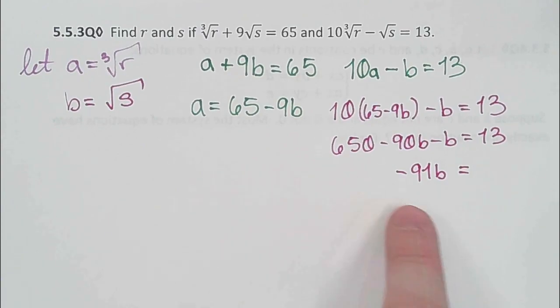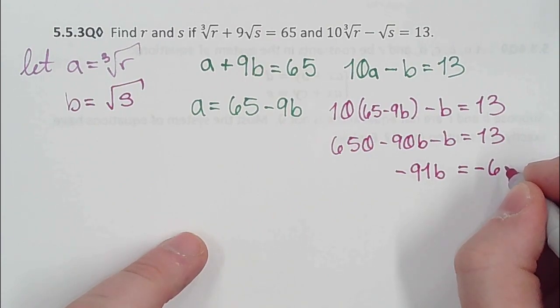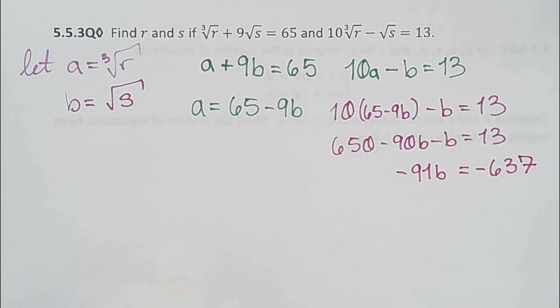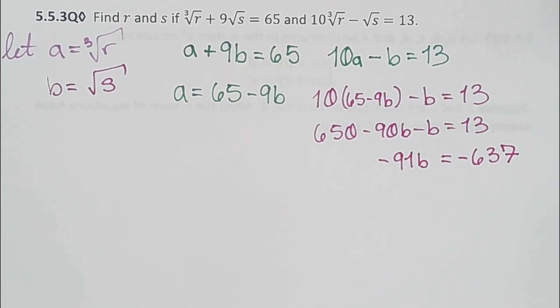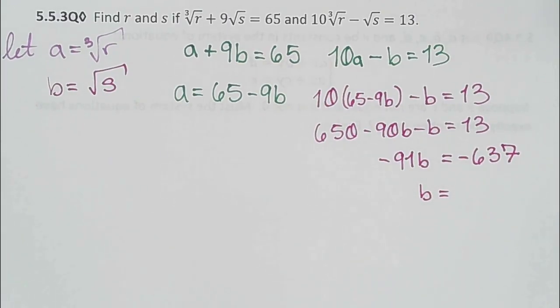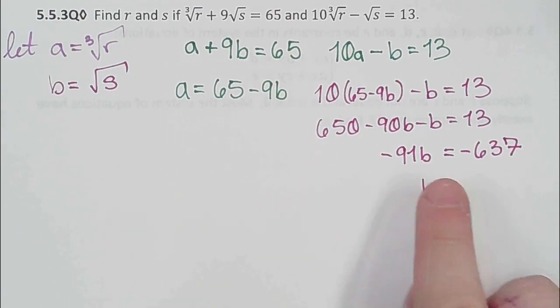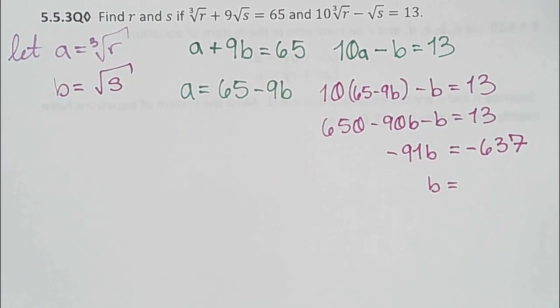If I subtract 650, we're going to get negative 637. So the question is, what times 91 gets us 637? Well, think about it. See how I'm going to multiply by 91 and it's going to end in a 7? What times 1 is going to get us a 7? 7, right? So a good guess would be 7.